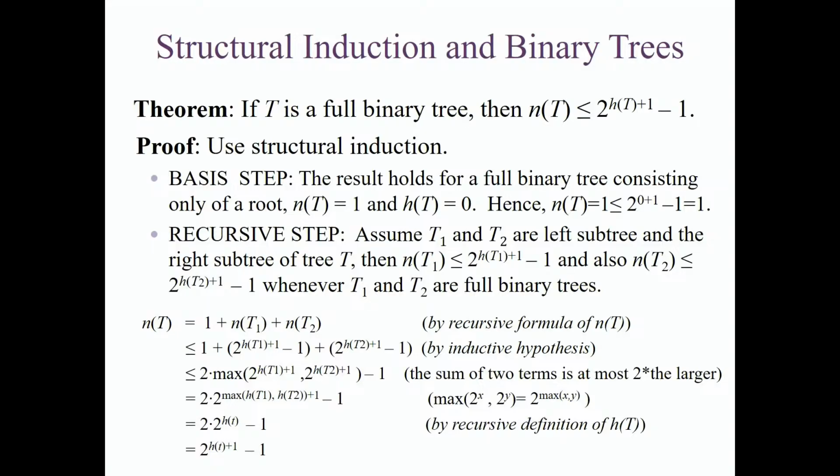So we can write h of t. Okay, so therefore we have 2 times 2 to the power of h(t) minus 1. So this gives us 2 to the power of h of t plus 1 minus 1. Okay, so we just proved that n of t is less than or equal to 2 to the power of h of t plus 1 minus 1. I think the calculation is very easy.